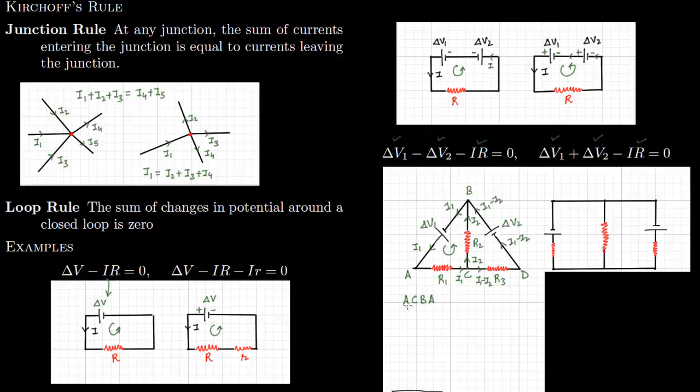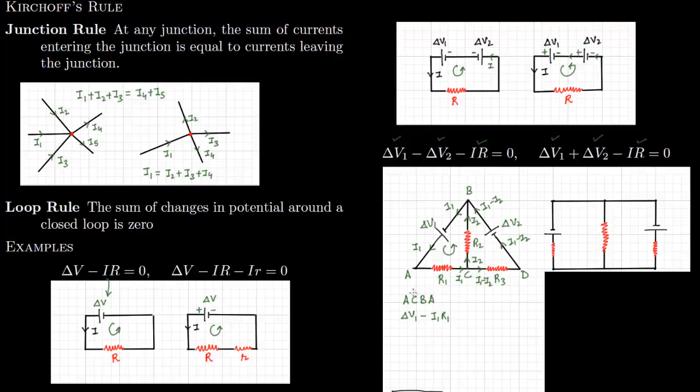So let us now focus on this triangle ACBA. From A to C you have resistance R1, current is I1, and we also have this delta V1. So you will have delta V1 minus I1 R1.